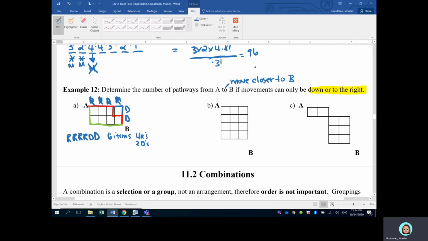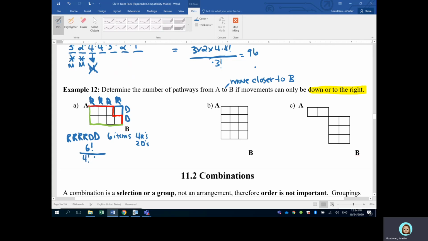The 6 items can be arranged 6 factorial ways, but we must divide by 4 factorial, which represents the rearranging of the R's, and 2 factorial, which represents the arranging of the D's. So instead of thinking of it as a grid question, think of it as a word question. We just have kind of a weird looking word. Count up your number of items, divide by your repeating items.